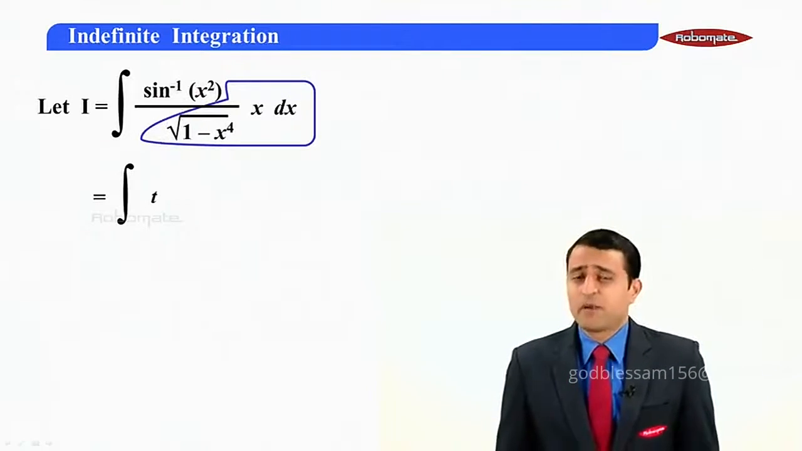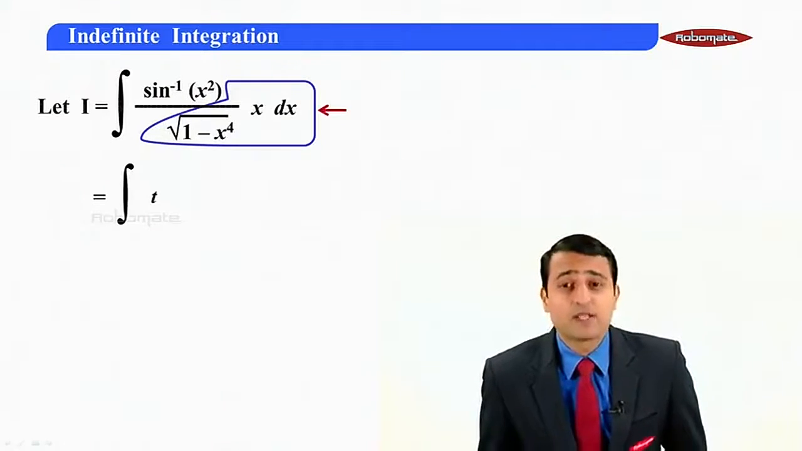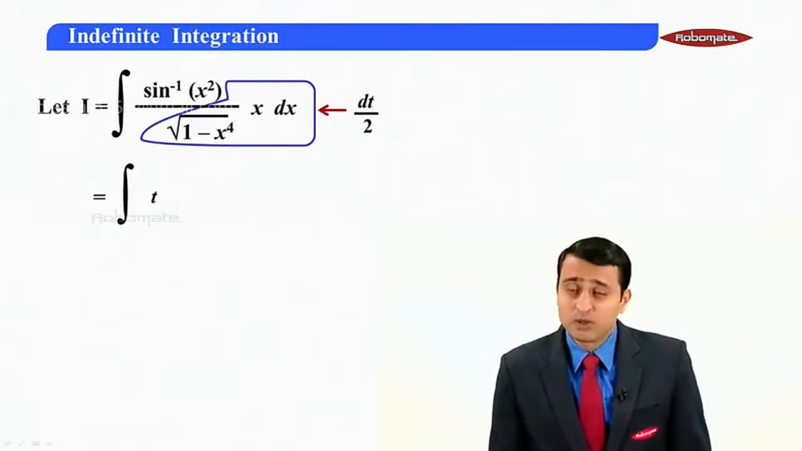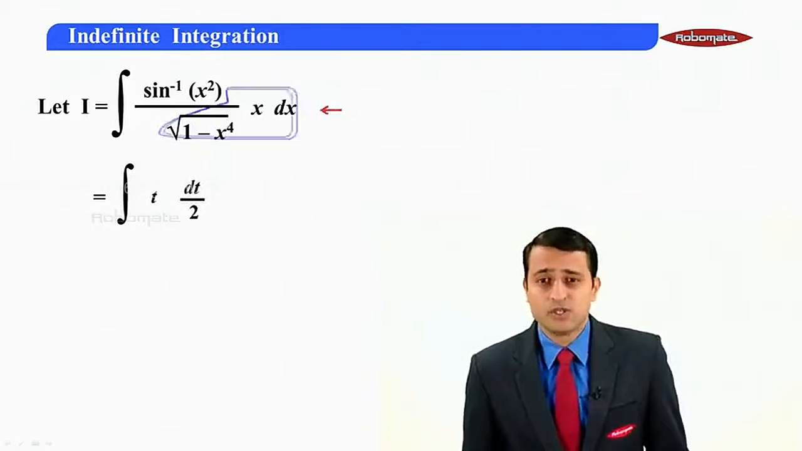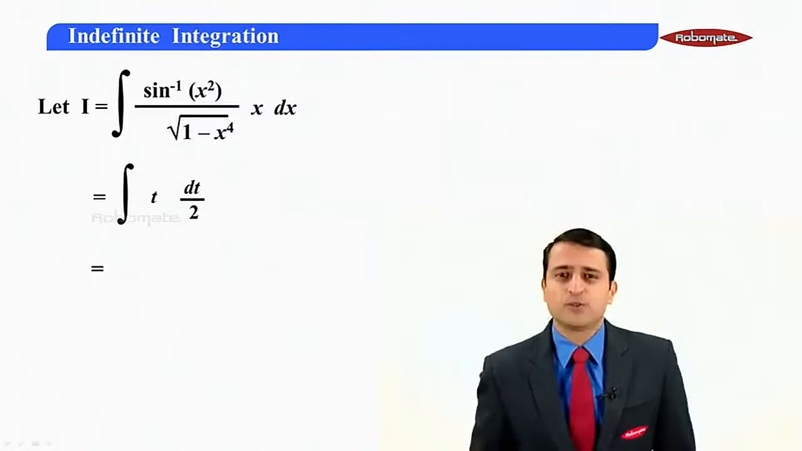Is that okay? What about x upon root of 1 minus x raised to 4 dx? X upon root of 1 minus x raised to 4 dx, my students, was written as dt by 2. So this was dt by 2. So can we write here dt by 2? So now see, the integral is such a simple function which is t dt by 2.